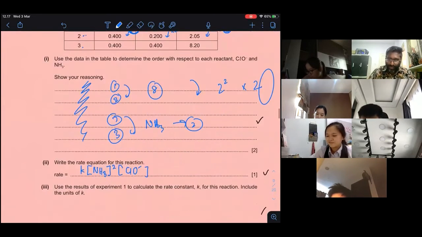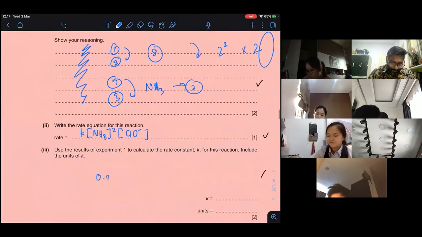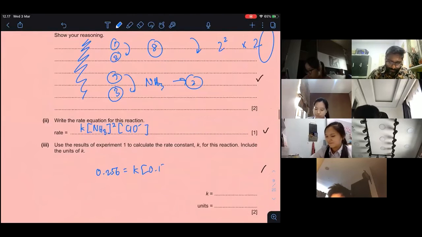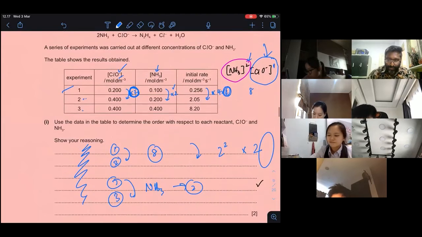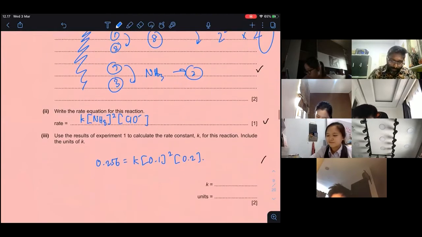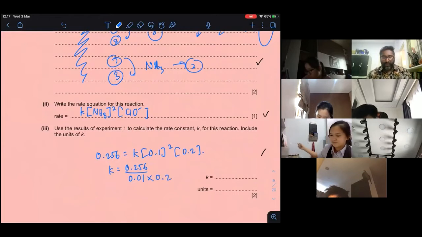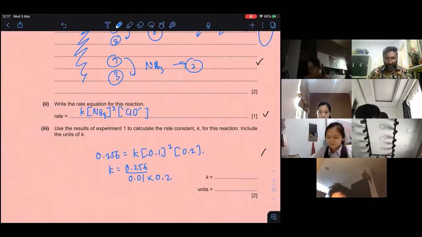So the rate is going to be 0.256. K. Concentration of ammonia is 0.1 to the power of 2. Concentration of ClO minus is 0.2. So K is going to be 0.256 divided by 0.01 times 0.2. 0.1 to the power of 2 is 0.01. 0.256 divided by 0.01 times 0.2. I will get the K as 128. Let me check the answer.